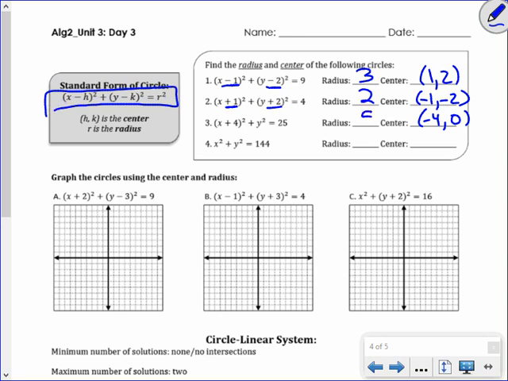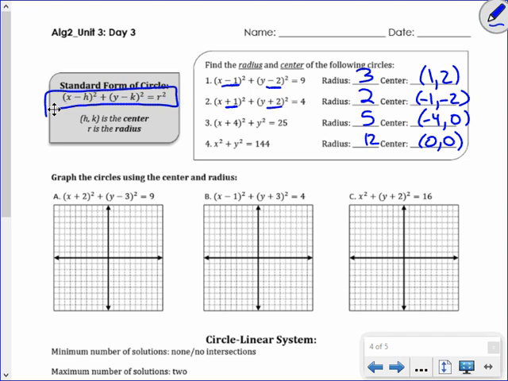5. Okay. What about, for example, number 4? What would the center be? 0, 0. And the radius? 12. Okay. So if you don't have parentheses, that means that you're adding or subtracting nothing to that particular variable. So that coordinate would be 0.